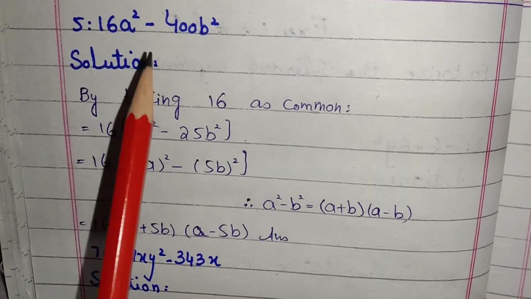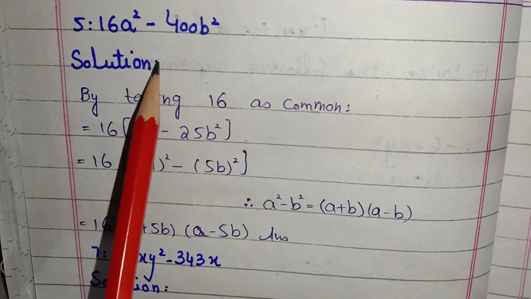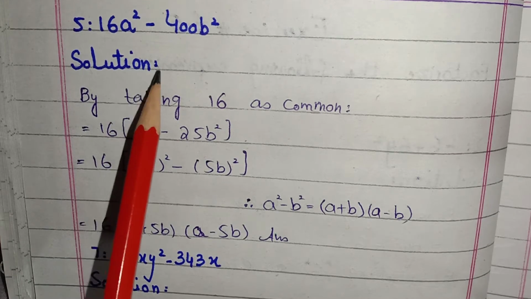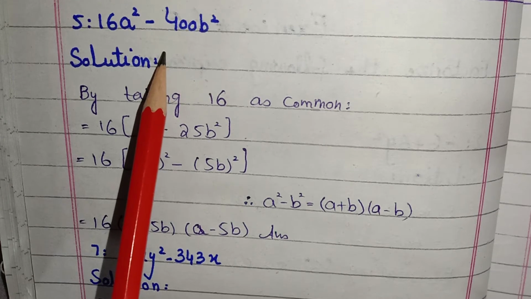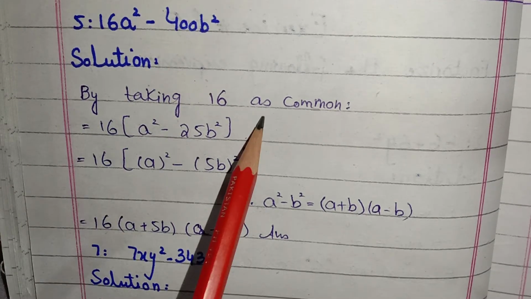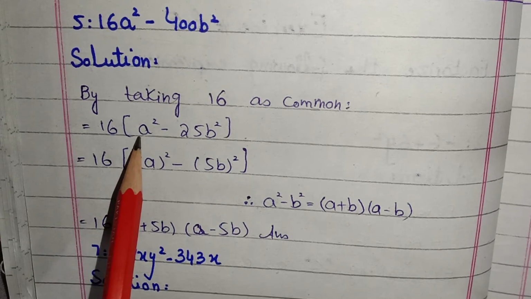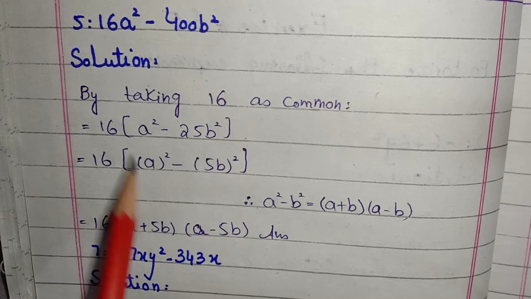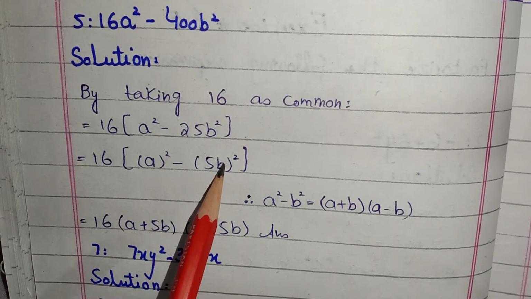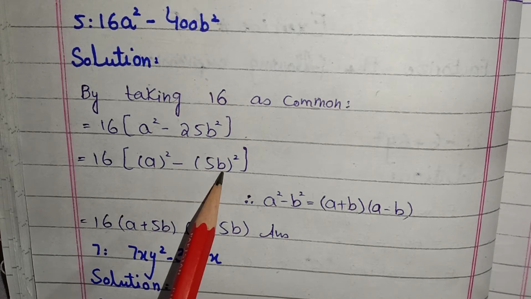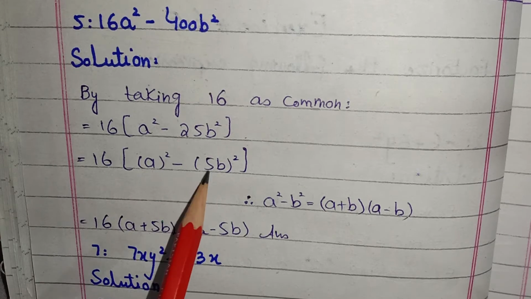Students, you can solve this question without taking common, but as I told you, this is our first most important step, that we must take out the common term first, then we build up the squares. Here we have 16 common, so we will write by taking 16 as common. 16 is a common term which we will write out of the bracket, and within a bracket we have left a square minus 25b square. Now we will build up the squares. A square is the square of a, and 25 is the square of 5, and b square is the square of b. So we will write 16 into a whole square minus 5b whole square.